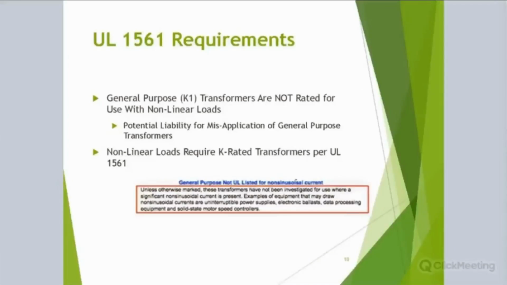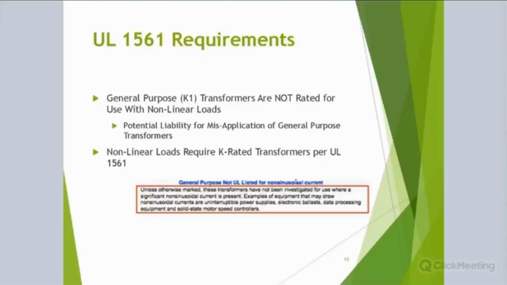The UL 1561 requirements as they pertain to K rating. This is where Underwriters Lab dictates what is acceptable in certain applications. And what we really want to point out here is most manufacturers will sell and want to sell what's called K1 or general purpose DOE 2016 compliant transformers. That's the least expensive transformer they manufacture. They want to be competitive on every job, so they want to use the least costly product on every job.